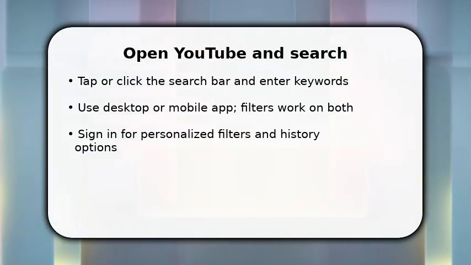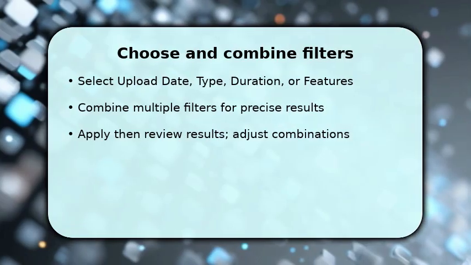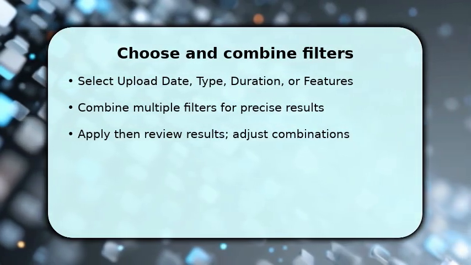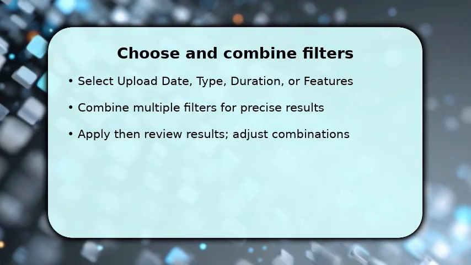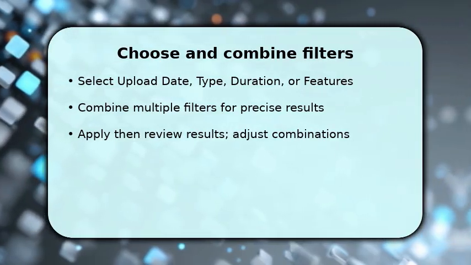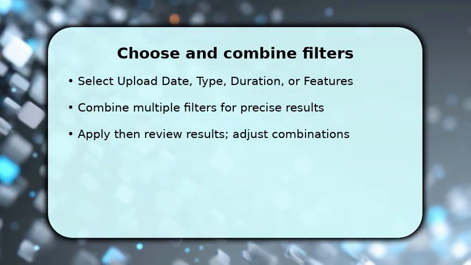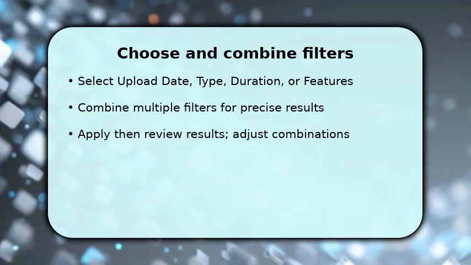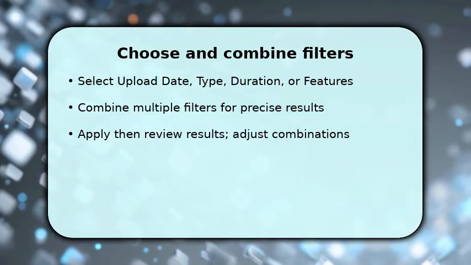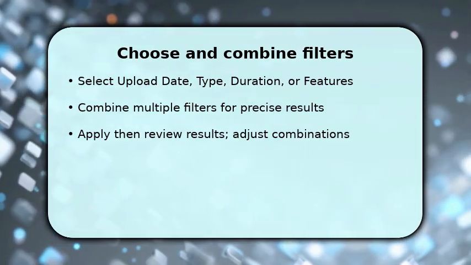After opening the filters panel, choose one category at a time and observe how results change. For example, pick upload date then duration to find recent short videos. You should combine filters strategically, select type for channel or video, then features for subtitles or 4K, because combined filters intersect, shrinking results to match all criteria.